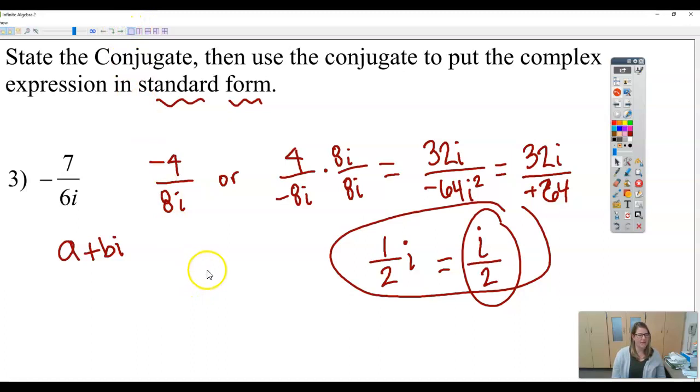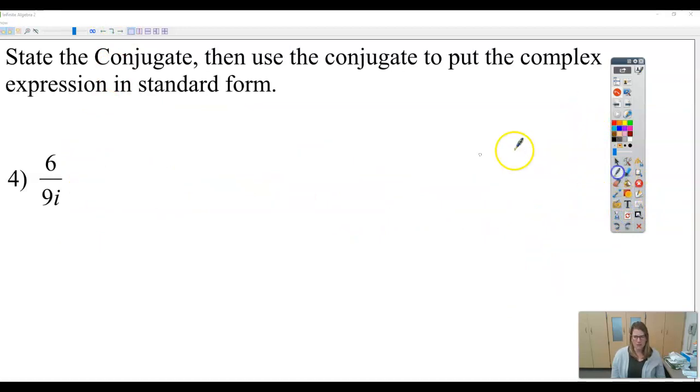Let's keep going. I have 6 over 9i. So again, I just want to figure out what the conjugate of the bottom is, and then I'm going to multiply the top and bottom by that complex conjugate. So if my number is 9i, the conjugate is negative 9i. So let's go ahead and multiply these.